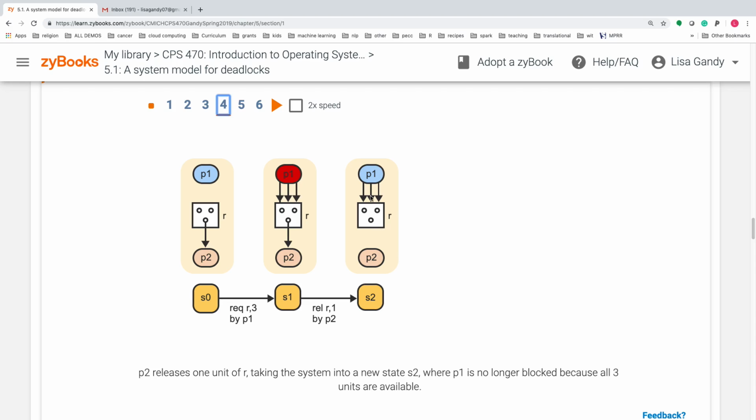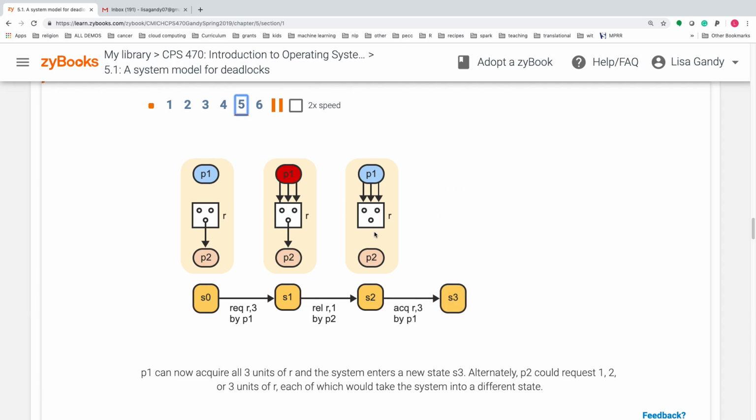And so at that point, P1's not blocked. So it's pretty straightforward stuff. And now, because P1 is not blocked, it can now acquire, so these arrows go this way, they change direction, right? Because now the resource is going to give P3 all of the units.